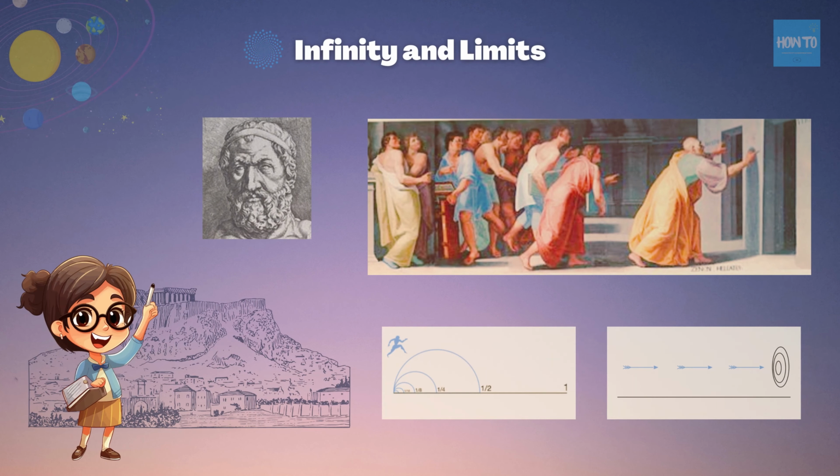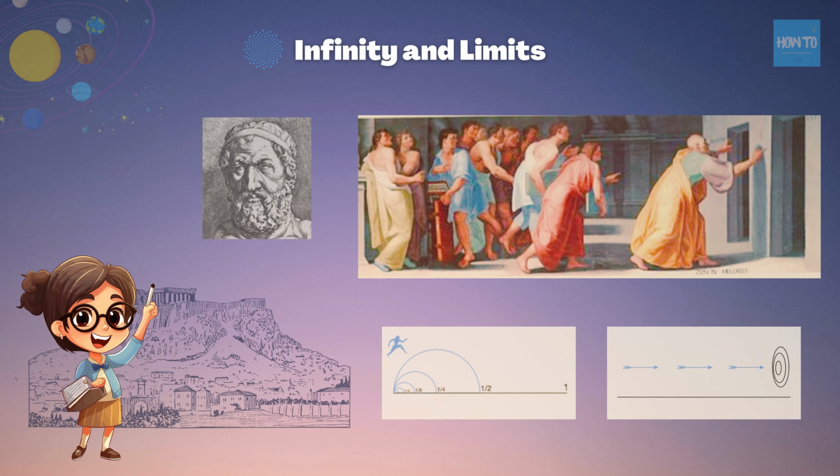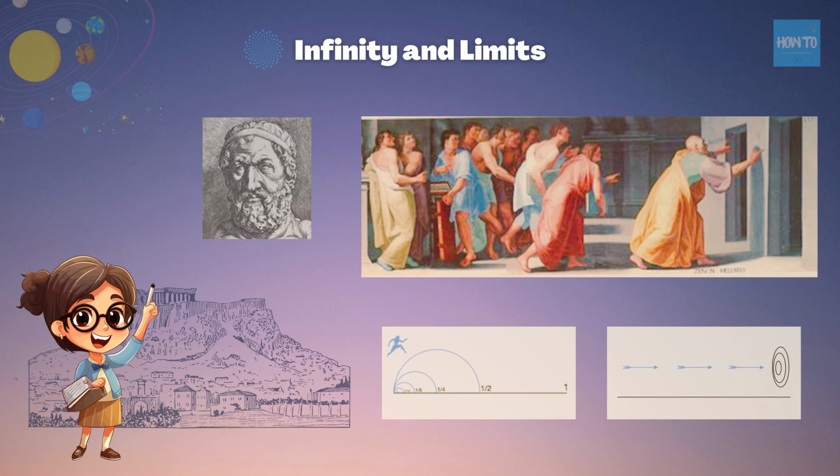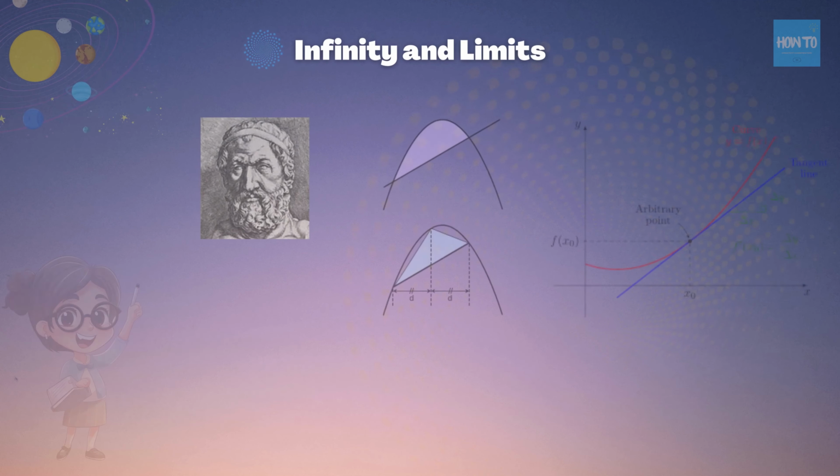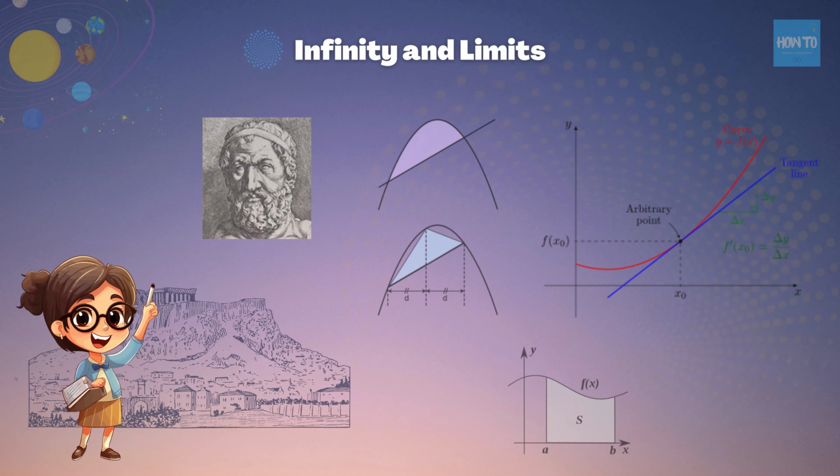Infinity and limits. Zeno's paradoxes were a series of philosophical problems posed by the Greek philosopher Zeno of Elea. They led to discussions about the concept of infinity and the idea of limits. These discussions laid the groundwork for the development of calculus, a branch of mathematics essential in understanding rates of change and accumulation, with applications in physics, economics, and engineering.